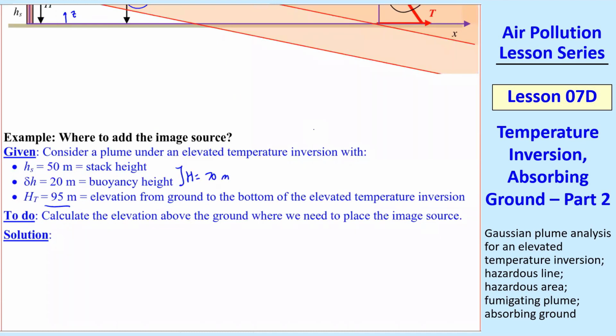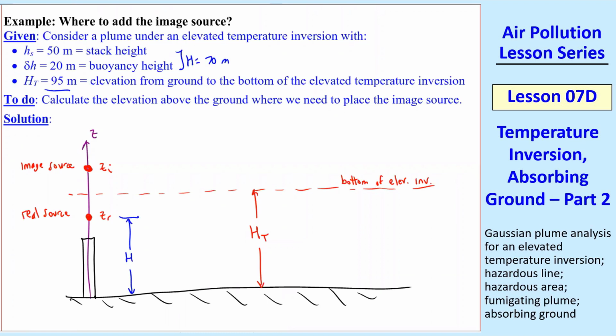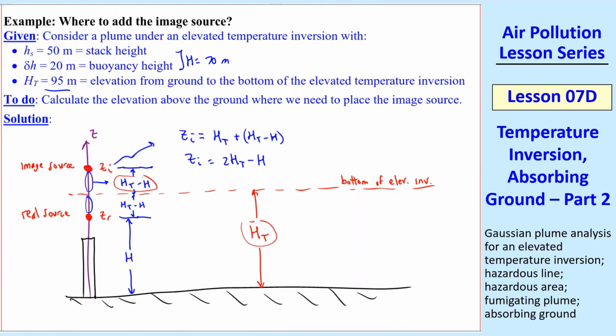So let's calculate the elevation above the ground where we need to place this image source. Let me just re-sketch this to make it a little more clear for the geometry that we're about to do. What we need to do is make this distance equal to this distance. And this distance here is just HT minus H. So let's make this distance also HT minus H. So what is ZI then? ZI, you can tell just from adding up these heights here. ZI is HT from here plus HT minus H from here, and that gives us 2HT minus H.